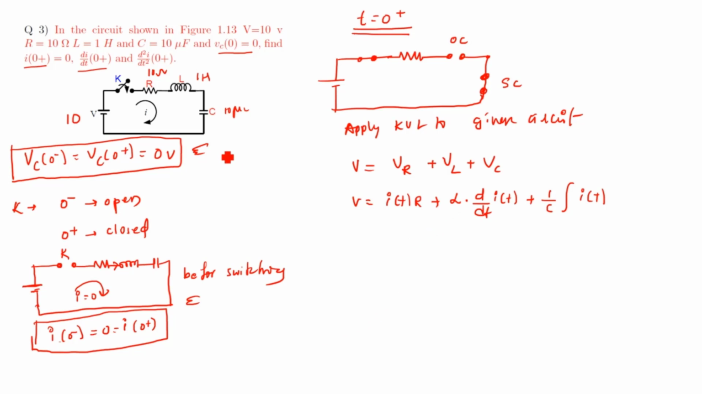It means I have used here VL equals L into d by dt of I. Then for VC, one more equation is current through capacitor equals C into dV by dt. And these two equations are used and substituted in the equation. For simplicity, call this equation number 1.